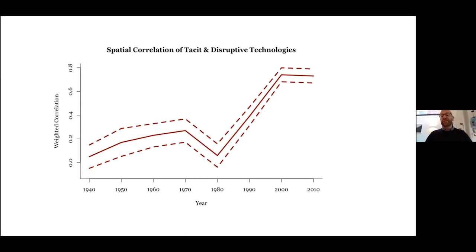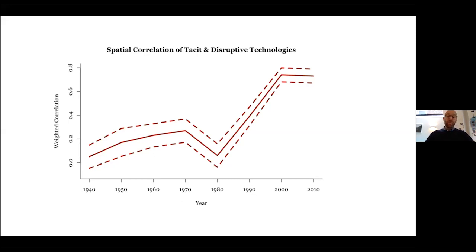And then right around 1980, you get this sharp uptick. And between 1980 and 2000 in particular, you see that the places that are highly engaged in tacit activity start to become also the places that are highly engaged in disruptive activity. And if you look at the numbers on the y-axis here, you can get a sense of just how big a change this is.